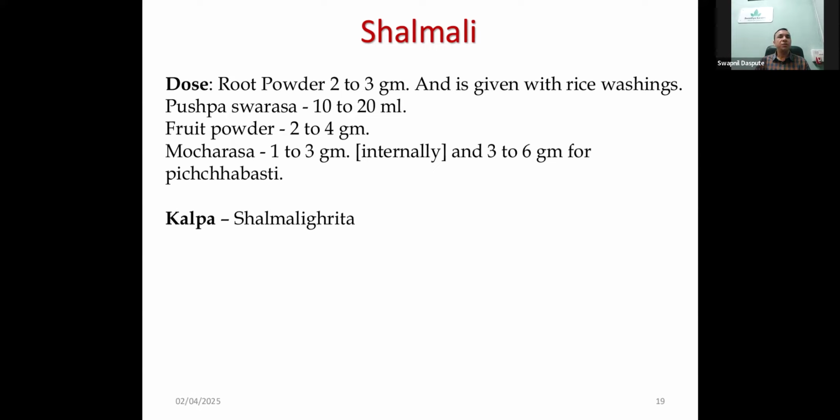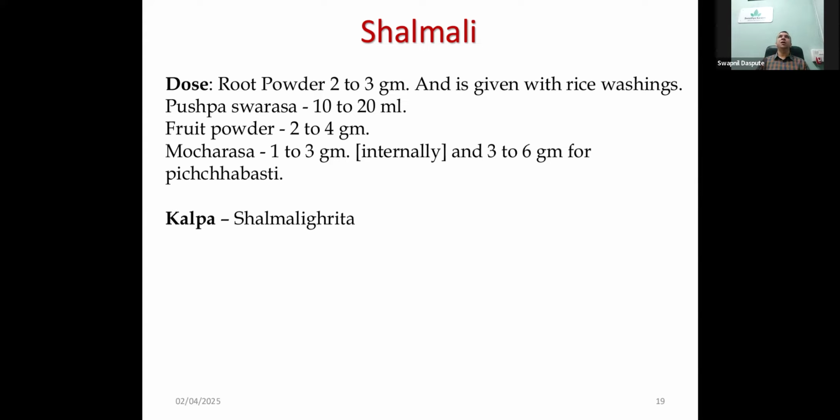Dose: root powder 2 to 3 grams, given with rice washings. Pushpaswarasa, juice of the flower, 10 to 20 ml. Fruit powder 2 to 4 grams. Mocharasa 1 to 3 grams internally and 3 to 6 grams for Pichabasti. Shalmali Ghruta is available.